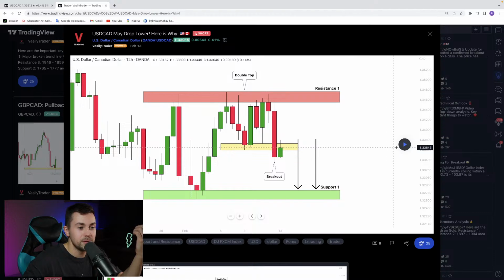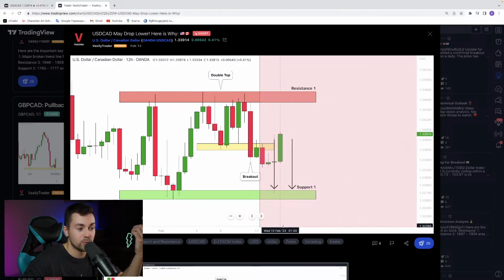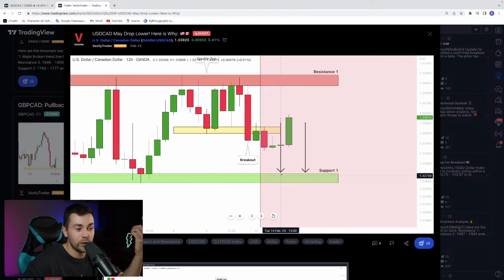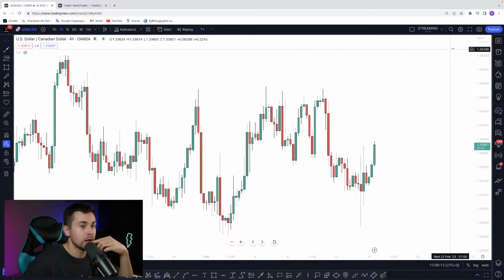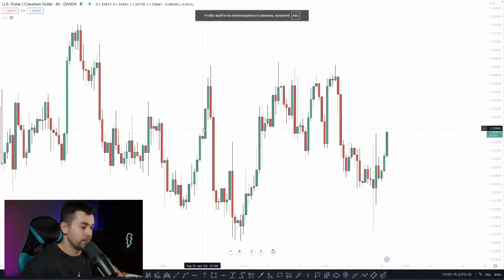And recently on dollar CAD, I shared a very bearish forecast. I spotted the breakout of that support of the range, and you can see that quite quickly the price reached the target. So now let's check what to expect from the pair now.